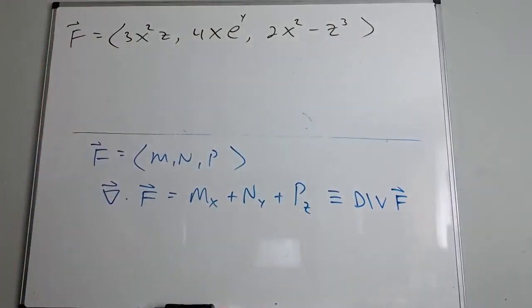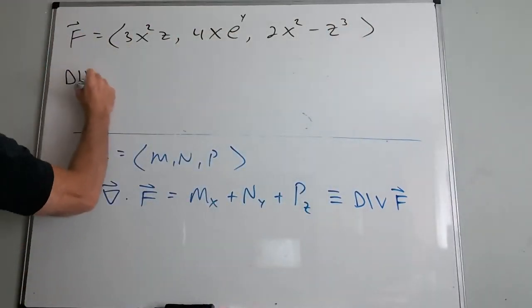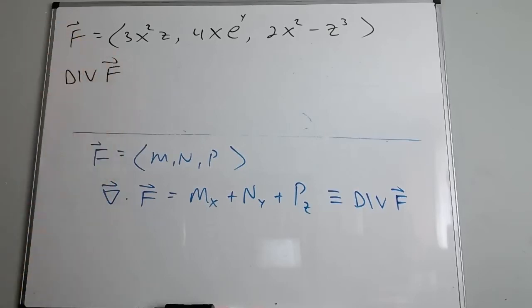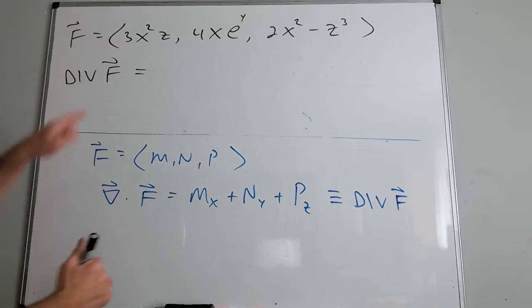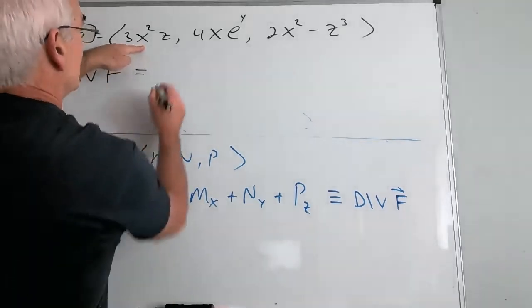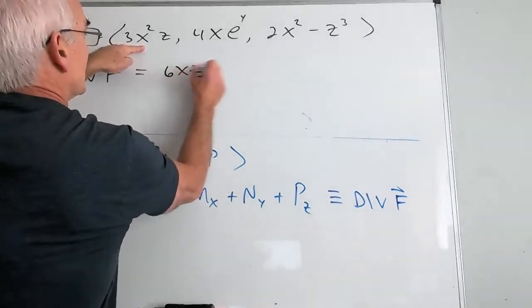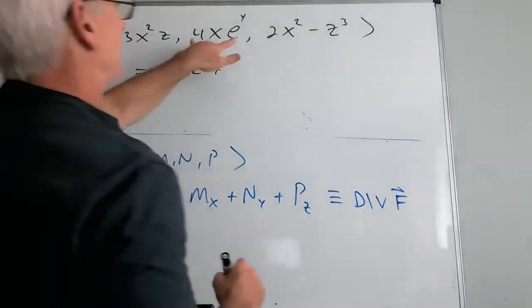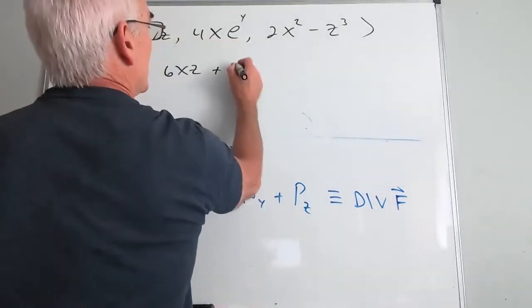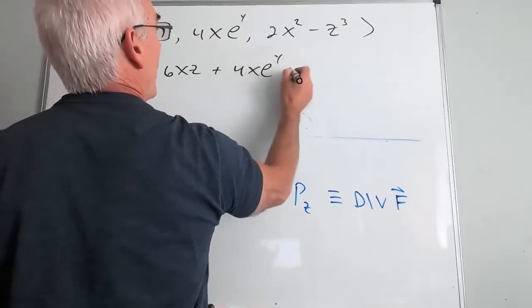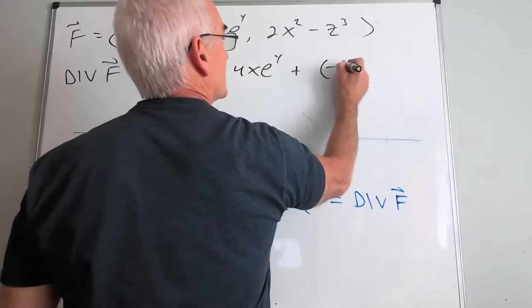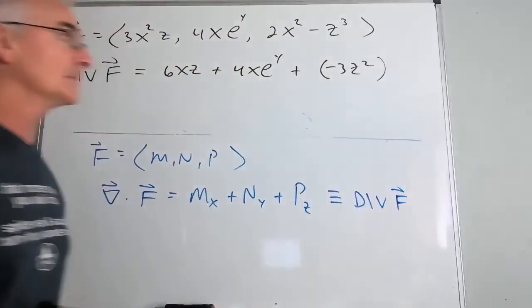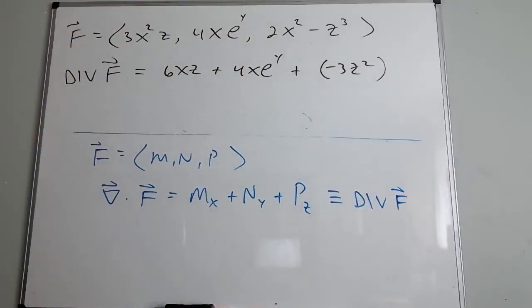Okay, so if I've got this and I want div f, and that's how I write it. Okay, so what I'm going to do, I'm going to take the partial with respect to x of the first term. So that'd be 6xz plus the partial with respect to y of the second term. That would be 4x e to the y plus the partial with respect to z of the third term. And that's it. I don't set it equal to 0. I don't do anything with it. I just calculate it for now.